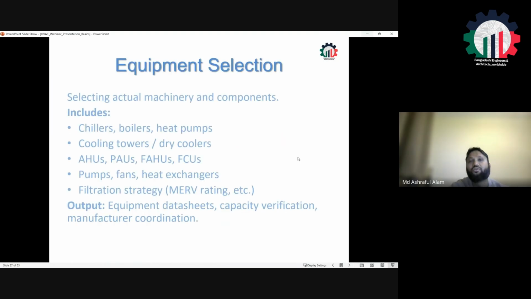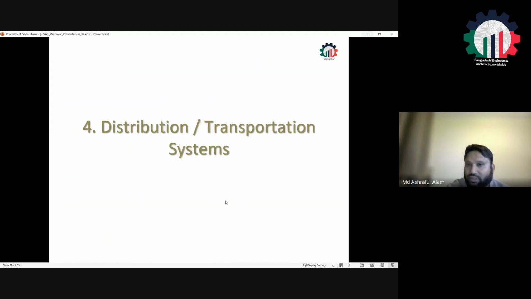If we come to the equipment selection, as I said before, it will be dictated by the load calculation and the system selection. It can be chillers, boilers, heat pumps, cooling towers, AHU, PAU. There will be pumps, fans, heat exchangers, filtration strategy. After analyzing all these things, we'll come to the equipment data sheets, capacity verification, and manufacturer coordination. The fourth part will be distribution and transportation systems.